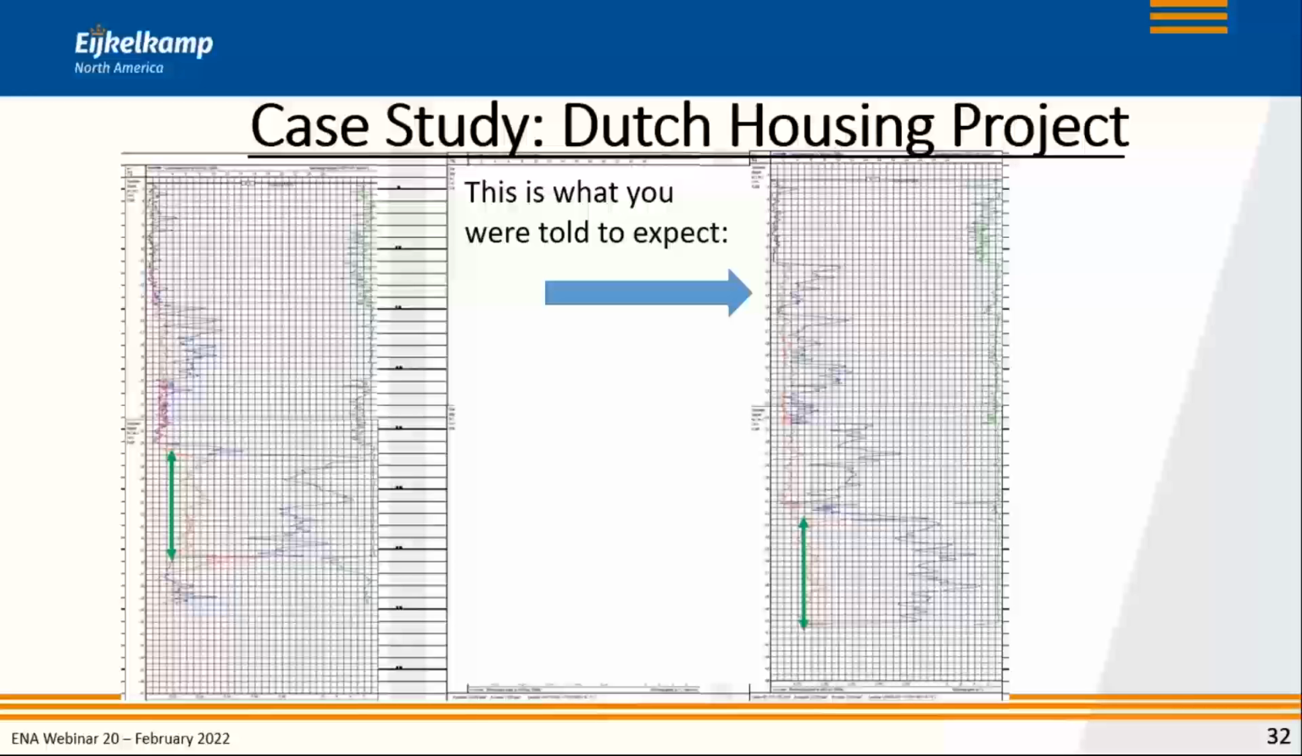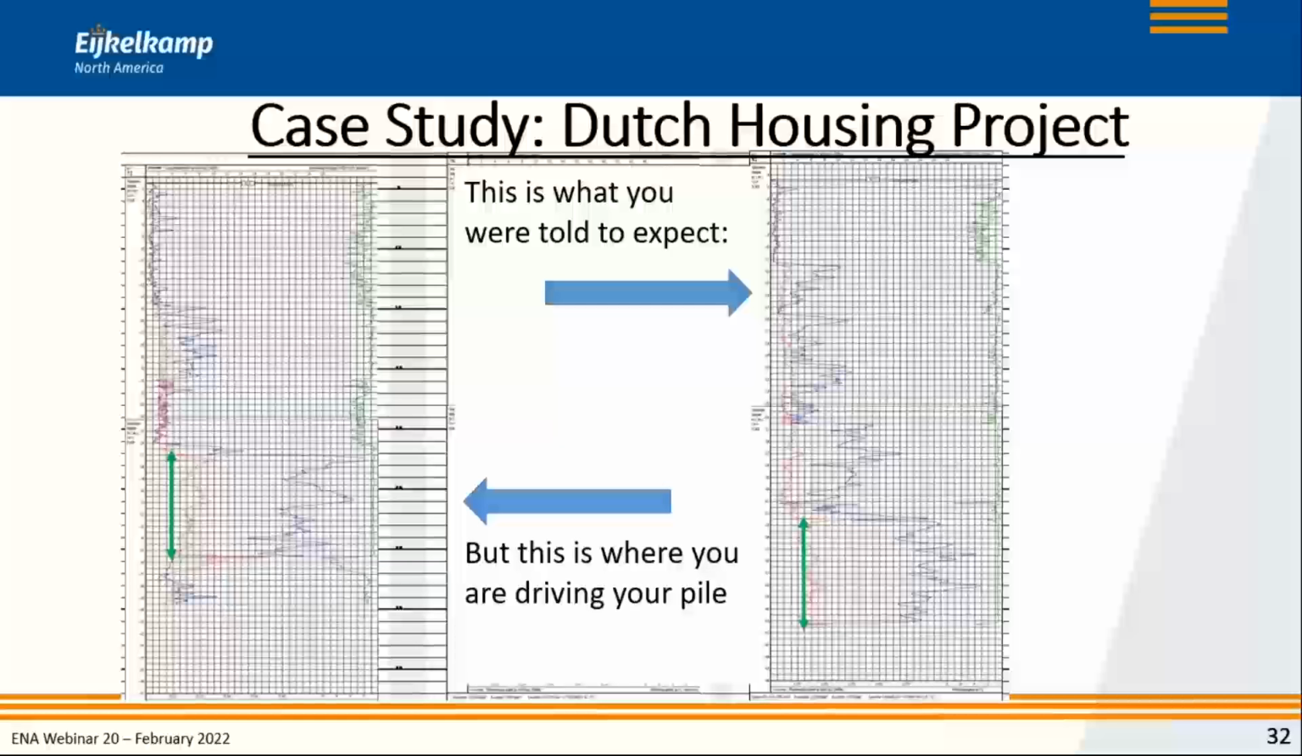This is what you were told to expect on the right-hand side. So the bearing layer would be somewhere around where the green arrow begins, so you think you will have to drive the pile at least to this length. That's what you were told to expect. But this is what happened when you were driving your pile. You were not in the area to the right, you were in an area represented by the graph on the left. So suddenly you started having all kinds of problems much higher up, and you could not drive your pile. And then the question is, what are you going to do?